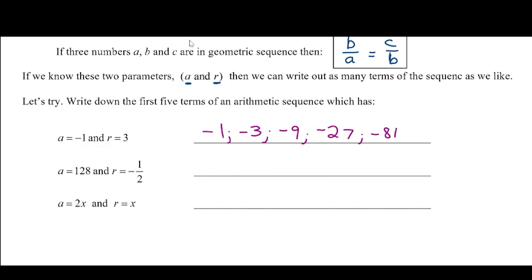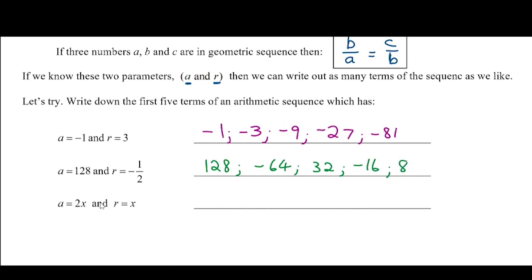If A is 128 and R is -0.5, our first term is going to be 128. When we multiply that by -0.5, it's going to become -64. When we multiply -64 by -0.5, we're going to get +32. Then we're going to get -16, and then we're going to get +8. And those are the first 5 terms of that one.